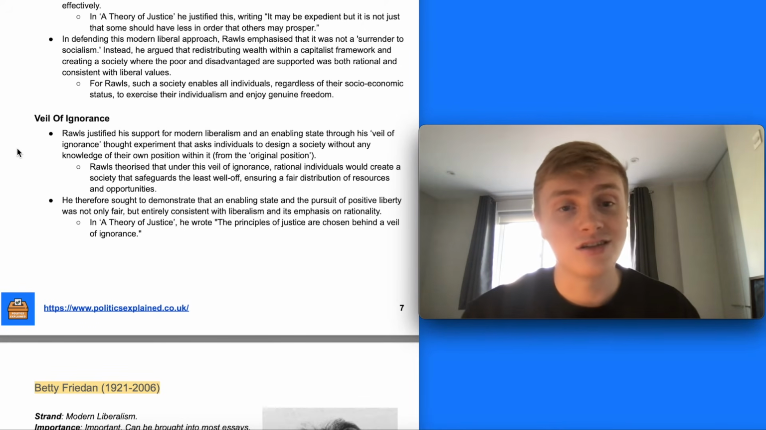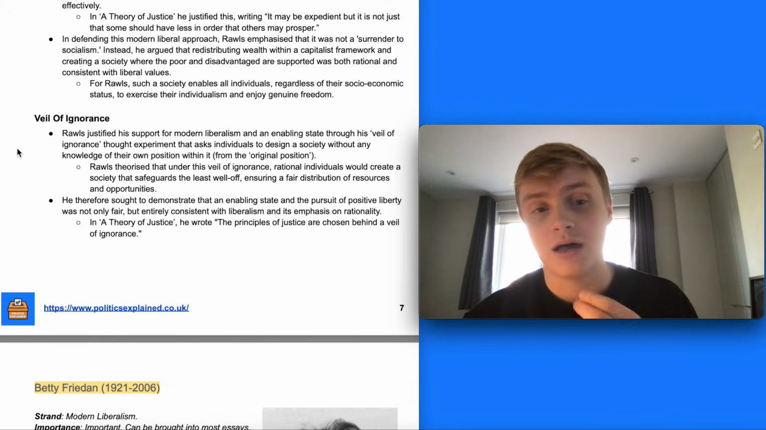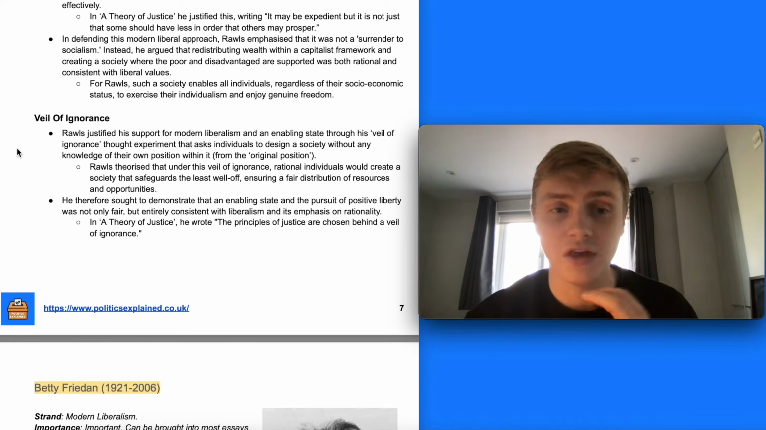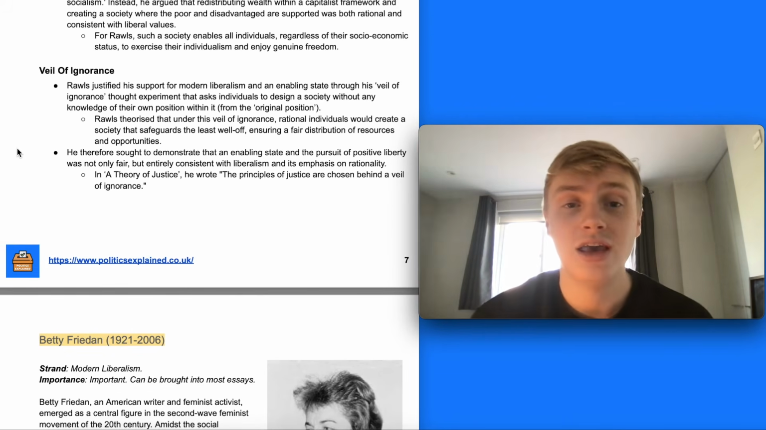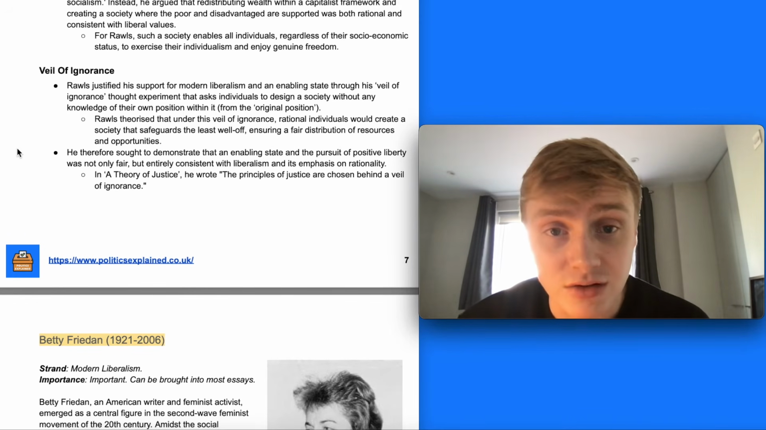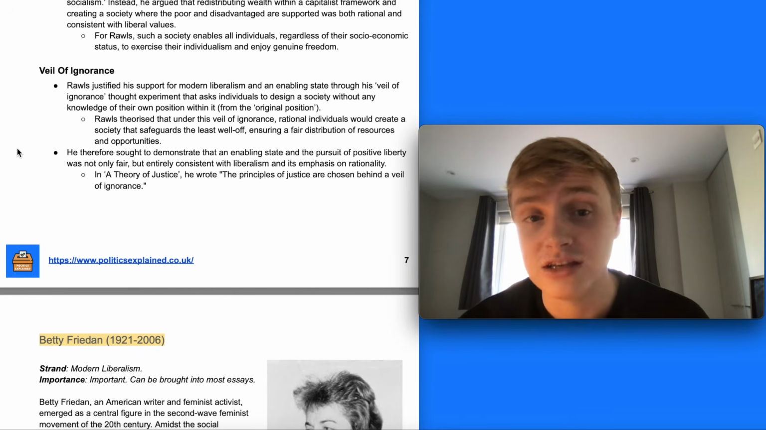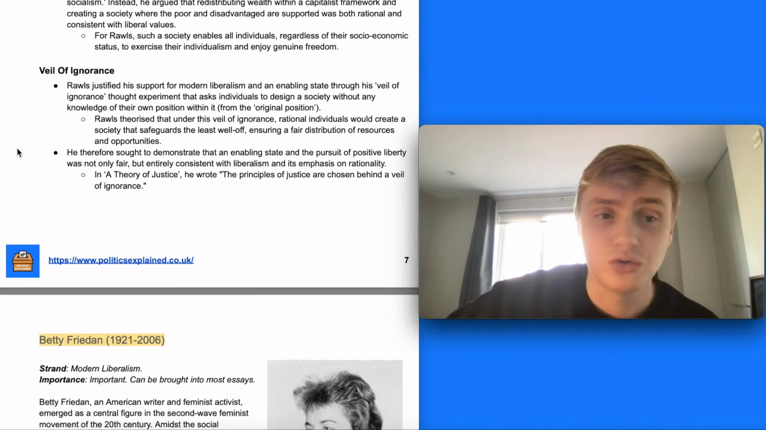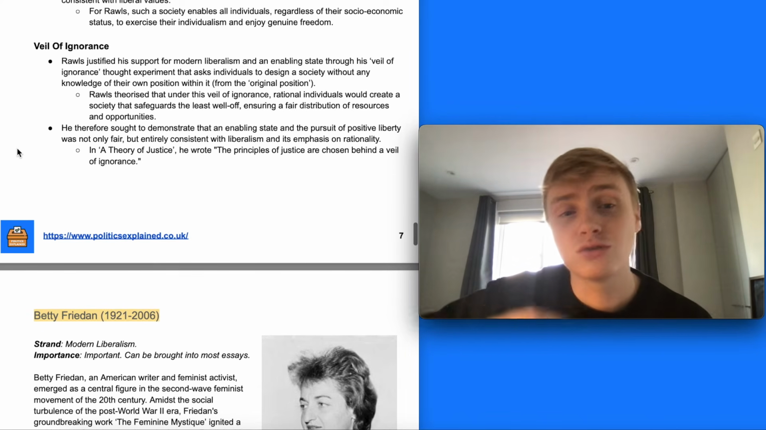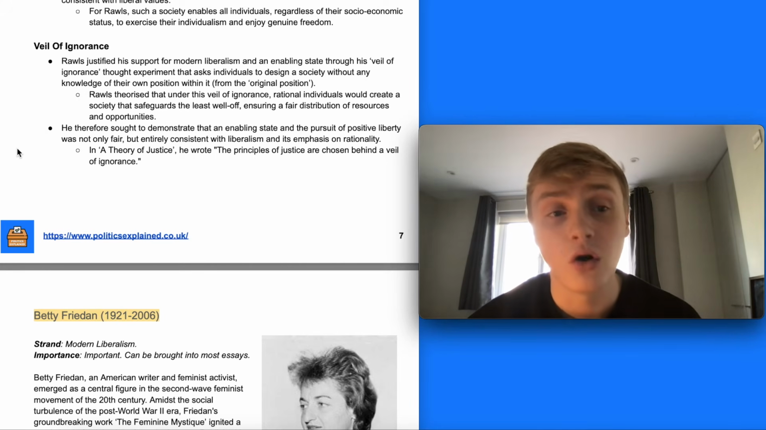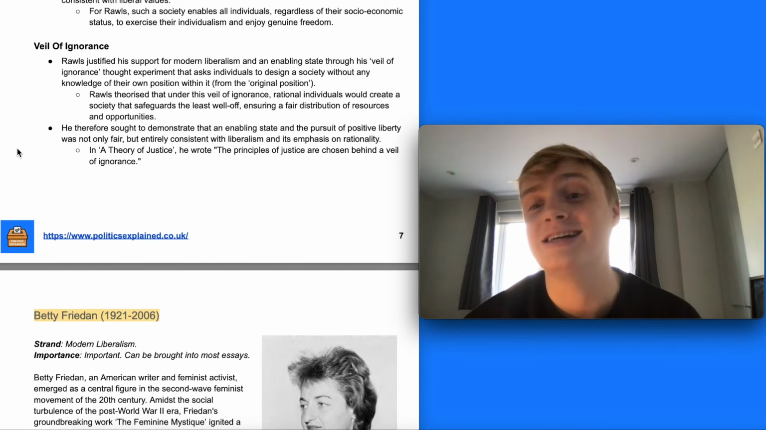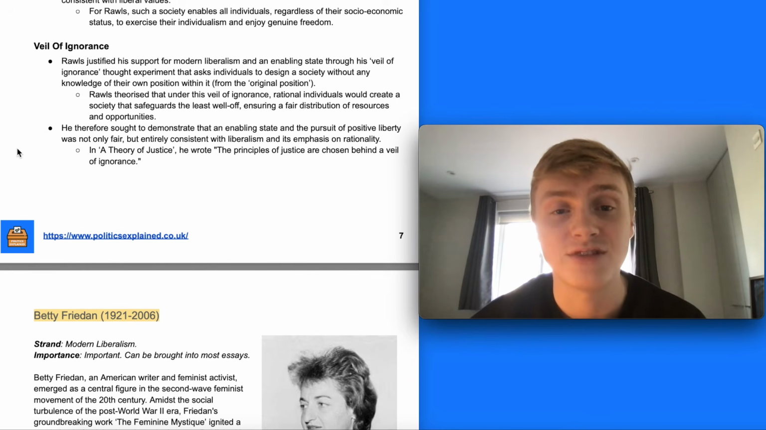which asked individuals to design a society without any knowledge of their own position within it, so from what he called the original position. And he theorized that under this veil of ignorance, rational individuals would create a society that safeguards the least well off, ensuring a fair distribution of resources and opportunities. And as a result, he sought to demonstrate that an enabling state and the pursuit of positive liberty was not only fair, but entirely consistent with a liberal emphasis on rationality.